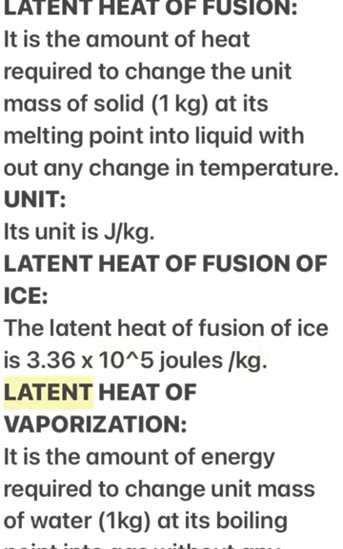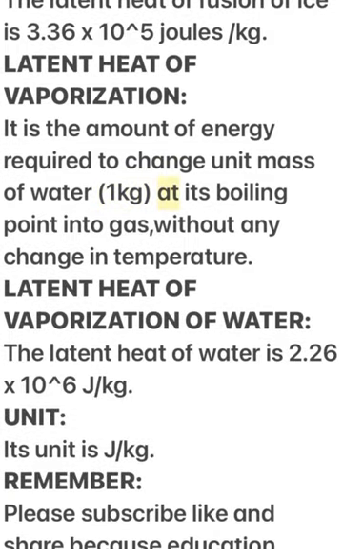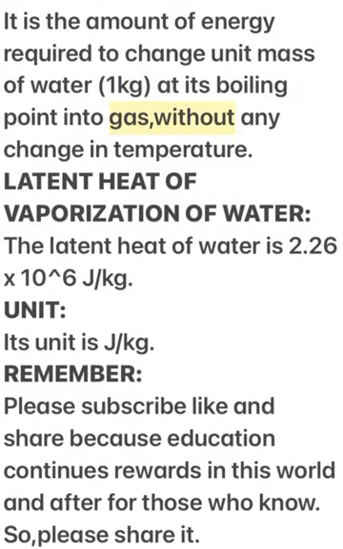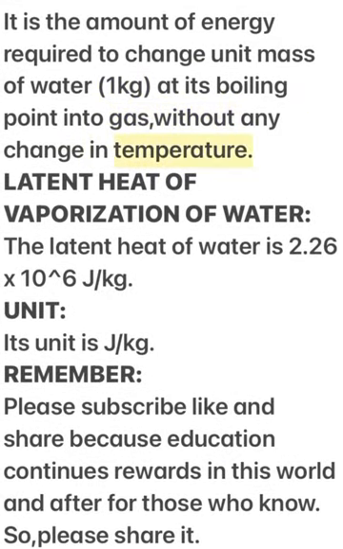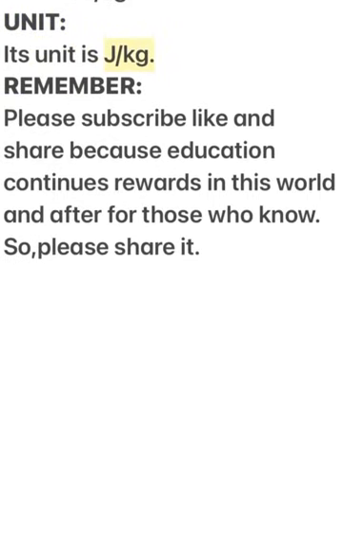Latent heat of vaporization. It is the amount of energy required to change unit mass of water, 1 kg, at its boiling point into gas, without any change in temperature. Latent heat of vaporization of water. The latent heat of vaporization of water is 2.26 x 10^6 J/kg. Unit. Its unit is J/kg.